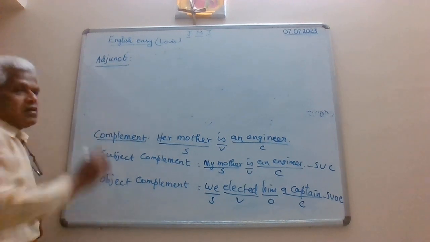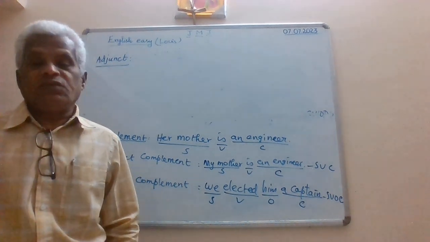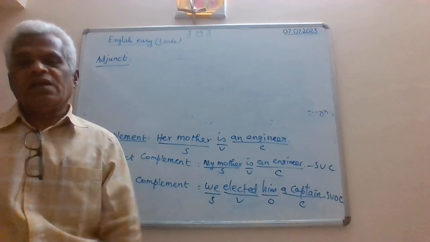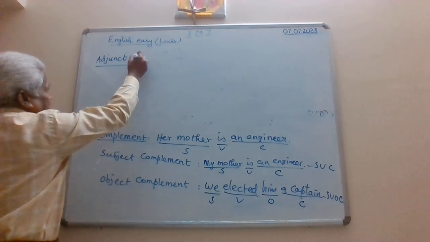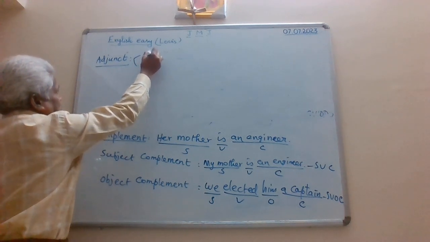Alright, adjunct. So this is one more thing that we need to pay attention to when we discuss sentence pattern. What is an adjunct here? Adjunct can be an adjective as well as an adverb.